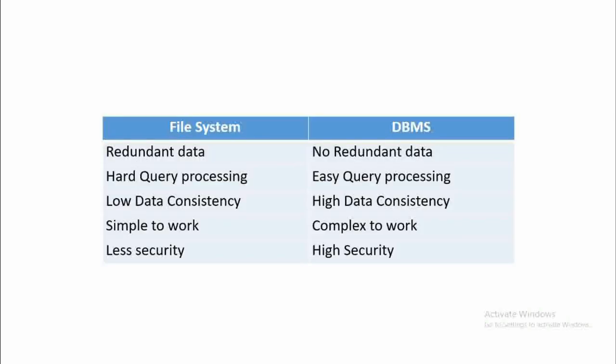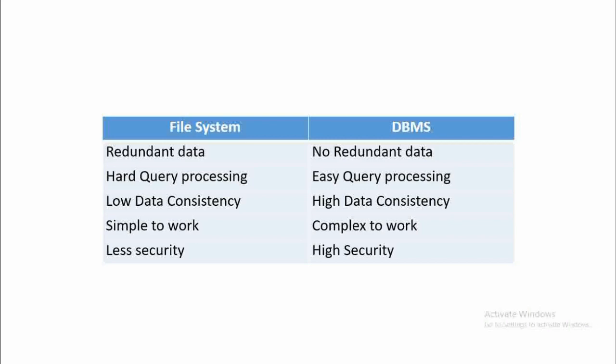If we take file systems and database management systems for comparison, file systems have redundancy while database management systems do not have that disadvantage. And file systems are hard to process using queries, while database management systems are much easier to modify using queries. One of the most important things in comparing file systems to database management systems is that database management systems are more secure than file systems.